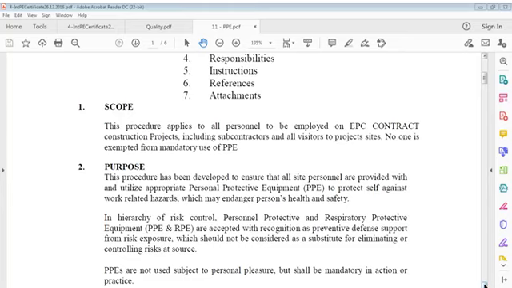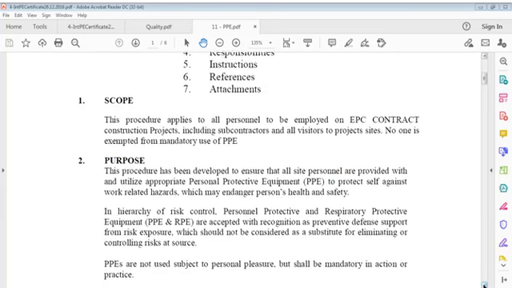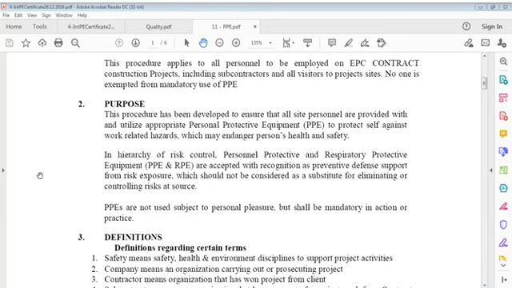So we say this procedure applies to all personnel to be employed on projects, whatever kind of projects, and also in society, in life. Now you can expand this definition, that it also applies to everyone, not only personnel but everyone. No one is exempted from mandatory use of PPE or optional use of PPE. It's better if it's optional, but mandate is mandate.